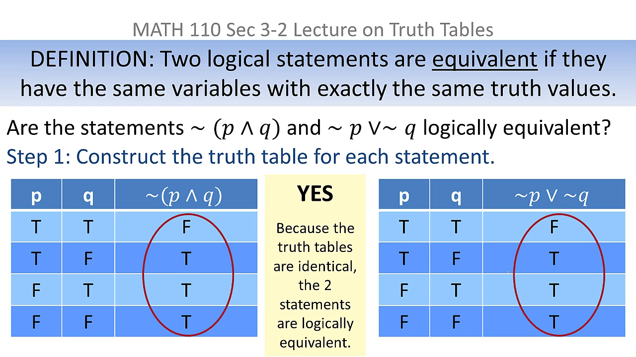And then you compare. Are they equivalent? Well, you got a false. True, true gives you false over here. True, true gives you false over here. True, false gives you true over here. True, false gives you true over here. False, true gives you true here. False, true gives you true here. False, false gives you true here, and false, false gives you true here. They are identical. So yes, those two statements are logically equivalent. It's a simple concept.